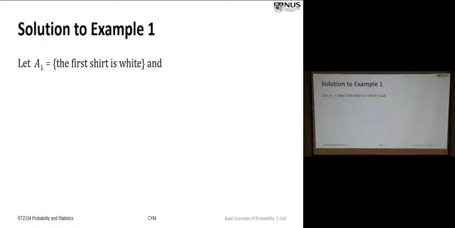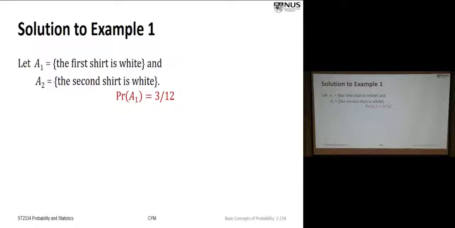A1 as the event that the first shirt is a white shirt. A2, the second shirt is a white shirt. If you like, you can have A3 being the third shirt is a white shirt. All right? But we may not need to go that far. Okay, so what's the chance that you're getting A1? So that means among the 12 shirts, there are 3 of them are white. All right, so the chance is 3 over 12.